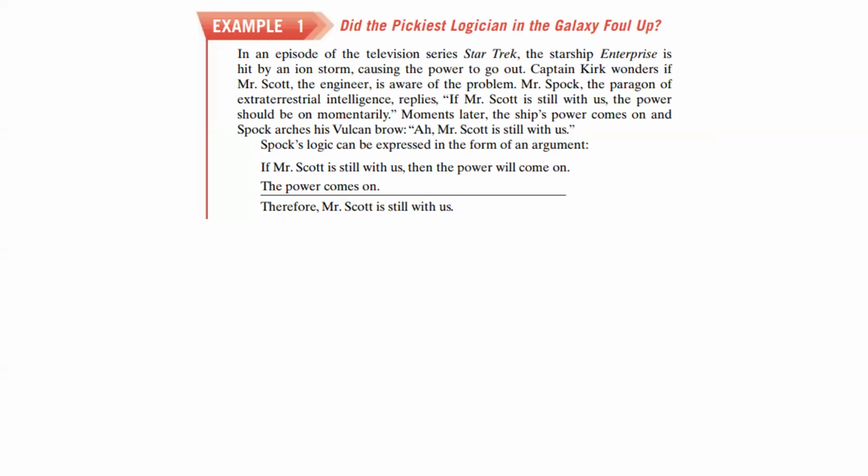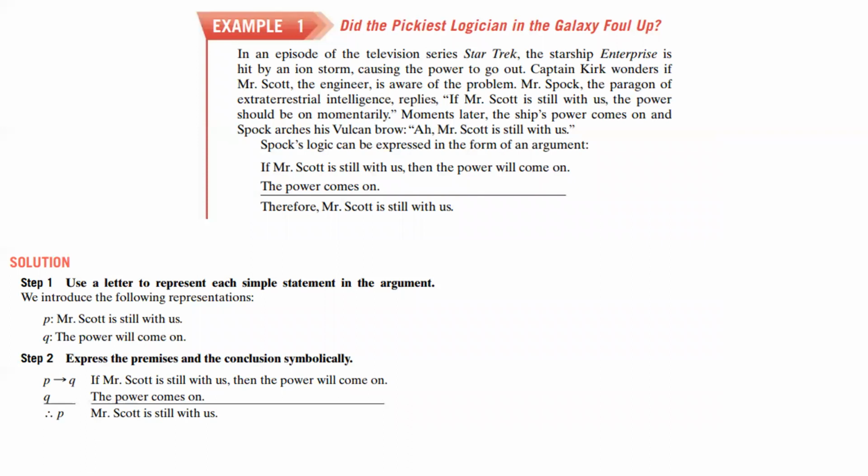And then in the show, the power comes on. And so he concludes, therefore, Mr. Scott is still with us. So, well, let's see if he's actually being logical this time. So we're going to represent each of those statements in symbolic form. P is that Mr. Scott is still with us. Q is the power will come on.